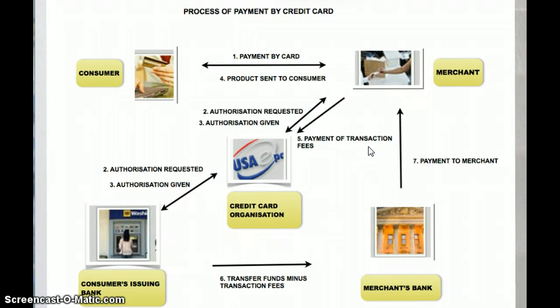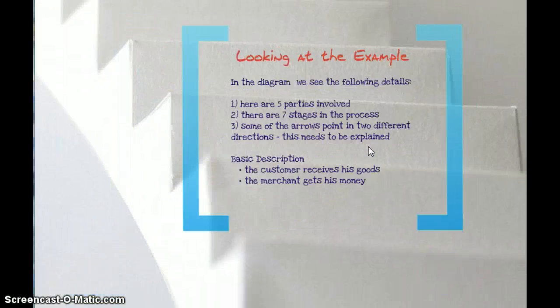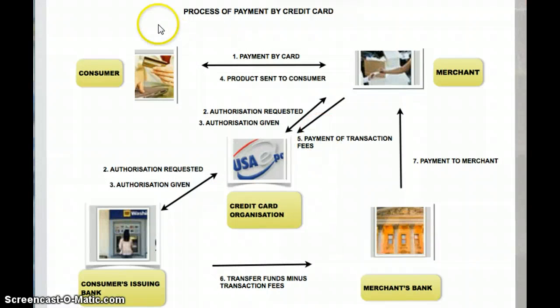But if you sit down and analyze it together, it's not really as hard as it looks. So let's find out the following information. We have here 5 parties involved, so let's identify them. The first one is the consumer, the second party is a credit card organization, the third is the consumer's issuing bank, then we have the merchant's bank, and finally the merchant. So we have 5 different parties involved in the process of payment by credit card.